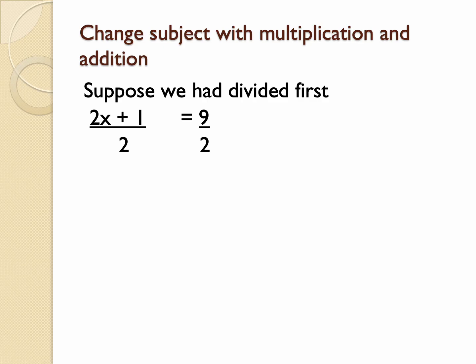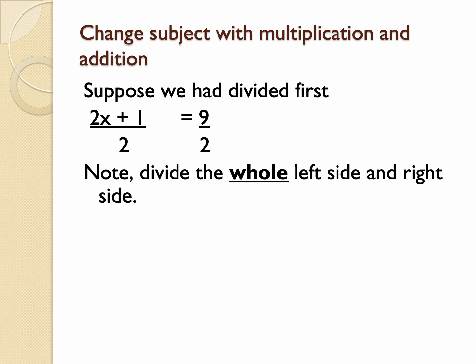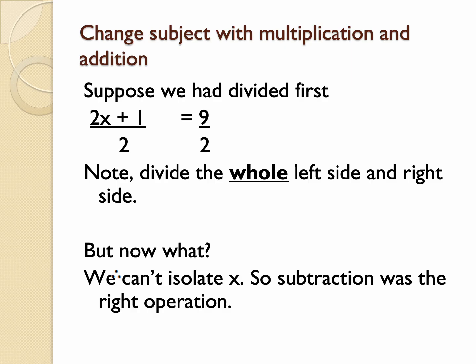Once we remember in an equation, whatever we do to the whole of the left, we also do to the whole of the right. We don't pick parts. So we have to divide the whole of the left. But then, what more can we do? We are stuck with this 2x plus 1 over 2 equals 9 over 2. So we can't really isolate x by doing that. So it was right to subtract first. And as we saw from the sequence of operations in the last slide, we managed to isolate x, and that's how x was made the subject. So that was the right way.